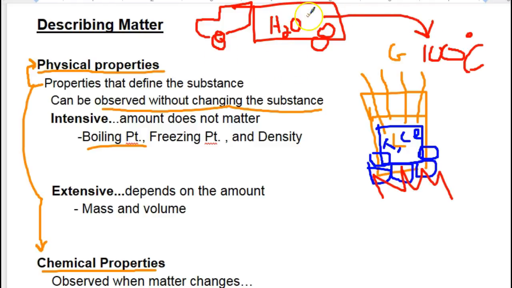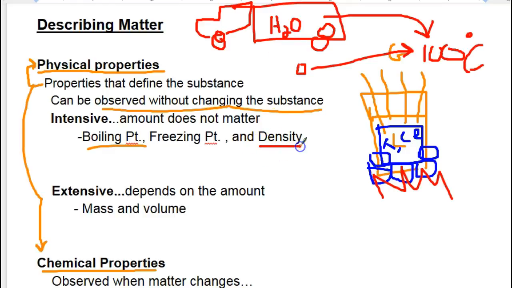If we then took a little cup of water, very small, and we boiled that water in a small cup, it would also boil at 100 degrees Celsius because it's an intensive property. The amount you have does not matter. And if we froze this water, if we drove it to Antarctica and we parked the truck and the water froze, it would freeze at 0 degrees Celsius. And if we took a cup of water to Antarctica, it would freeze at 0 degrees Celsius. That's an intensive property.